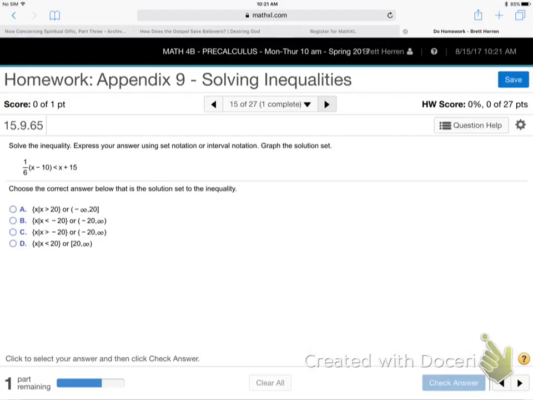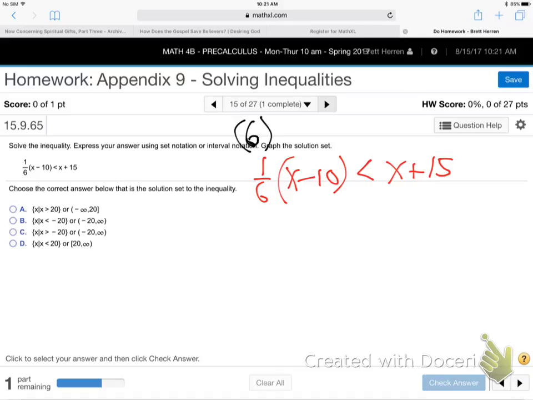Basically, when you got fractions in there, it's best to just try to get rid of them right away. Just multiply through. So we got 1/6 parentheses x minus 10 less than x plus 15. Of course you could distribute, but that would be a pain, and then you got a couple fractions. What would be quickest and easiest is just to get rid of the fractions right now. What's going to do that is multiply through by the common denominator. So multiply through by 6, that's a 6 there, 6 here, and 6 there.